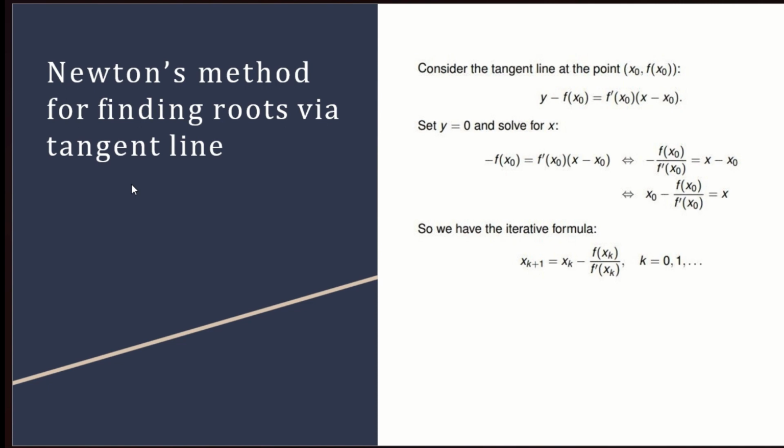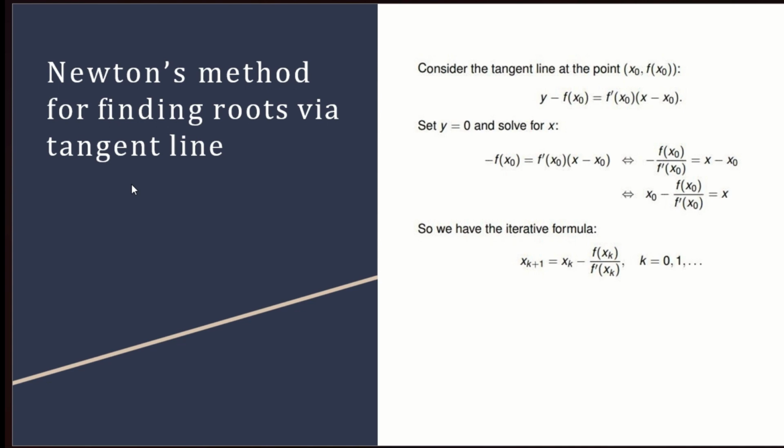So we know the equation for a line passing through 2 points. Let's assume the other point is x comma y. Now the line passing through x naught comma f of x naught and x comma y would be y minus f of x naught is equal to f dash of x naught into x minus x naught, where f dash of x naught is the slope at x naught. So we can write the line equation as given here. Now to calculate the x value, we will set y is equal to 0. So by keeping y equal to 0, we'll be getting x is equal to x naught minus f of x naught divided by f dash of x naught.